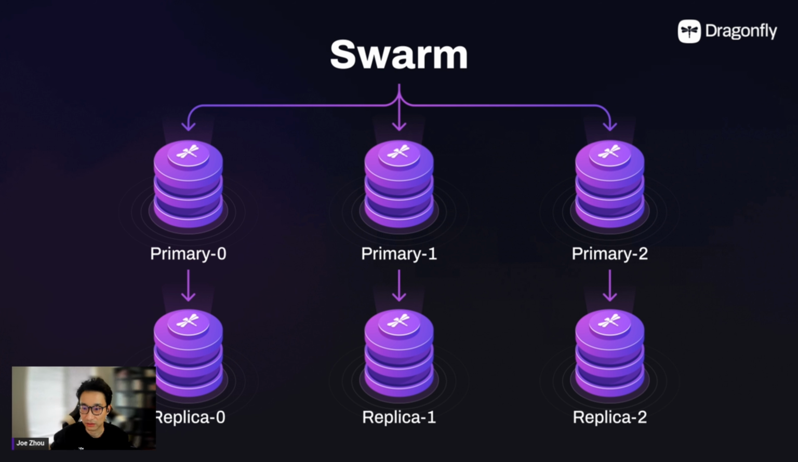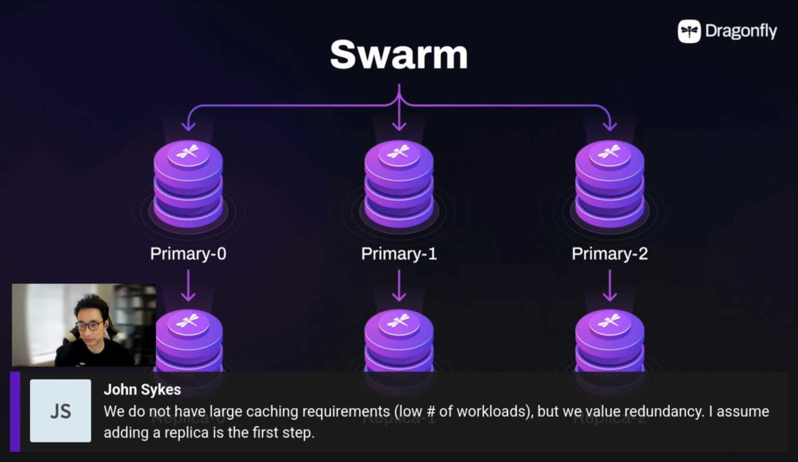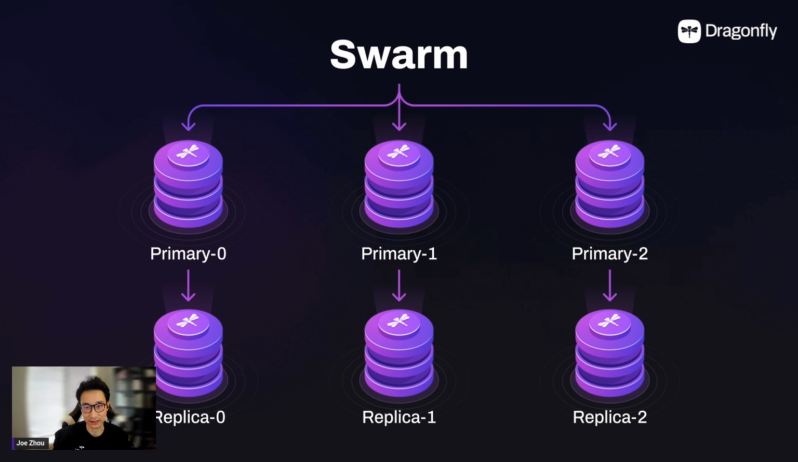Right. All right. So I see one comment that's very interesting, which is: we do not have large caching requirements, but we value redundancy. So I assume adding a replica is the first step. Yes, both the community edition, Dragonfly itself, and Dragonfly Cloud, we support replications, right?